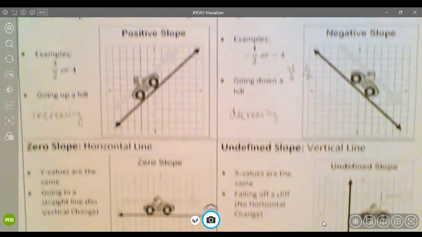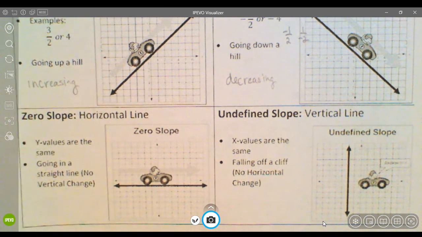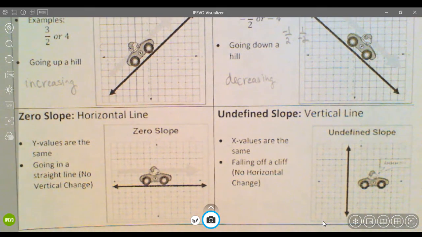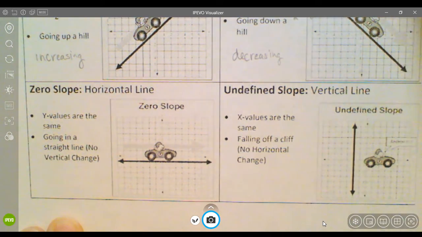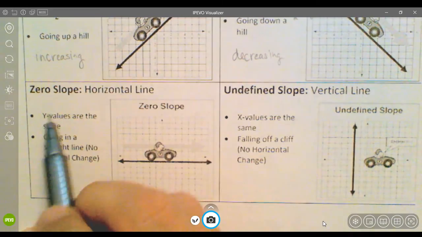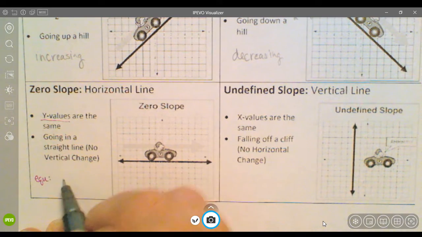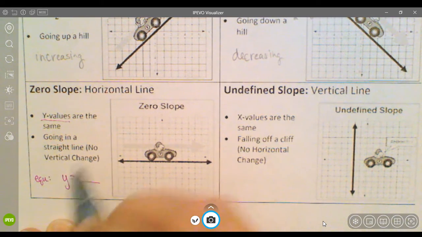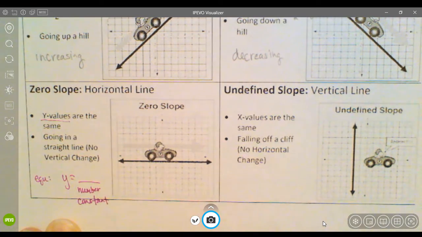Then we talk about lines that have 0 slope. The y coordinates are all the same. Think about what you're doing. You're actually traveling in a straight line, flat land, basically. There is no vertical change. And here's the thing that I want you to notice that we're going to talk about. See right here where it says y values are the same? Well, the equation looks like this. Y equals something. And this will be just a number, a constant. There is no x, so we're on flat land.